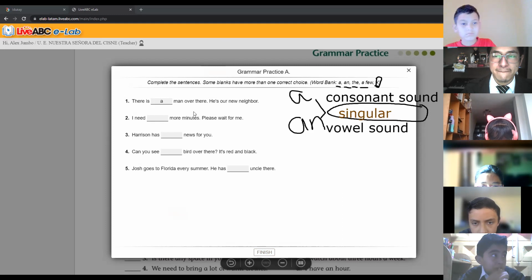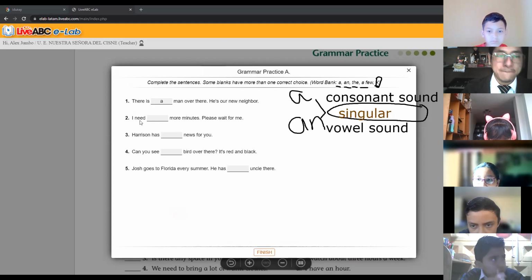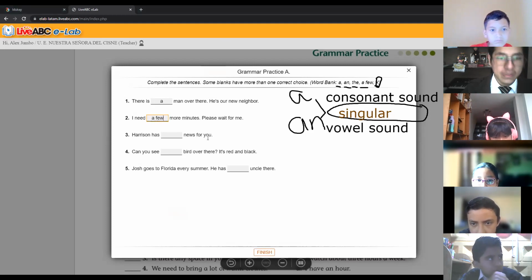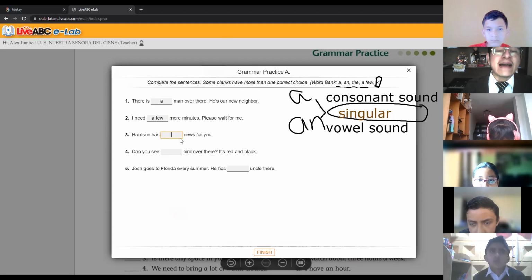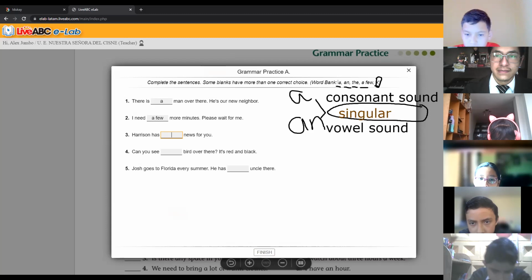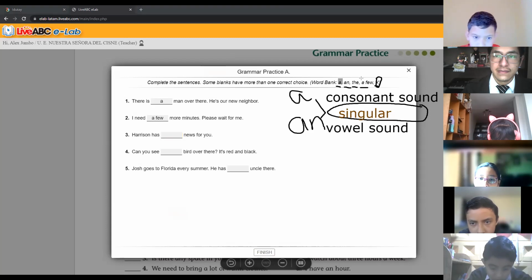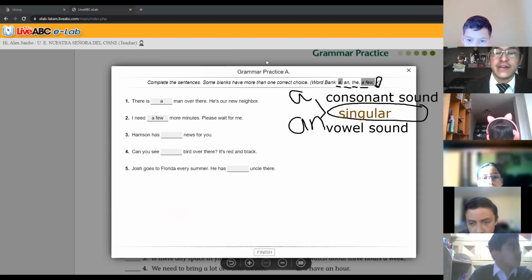Profe, ¿puede ser repetida la palabra que nos dice? No, it's the same. A few. Yeah. And then, Harrison has news for you. We have three options: a, an, or X. What do you consider is?